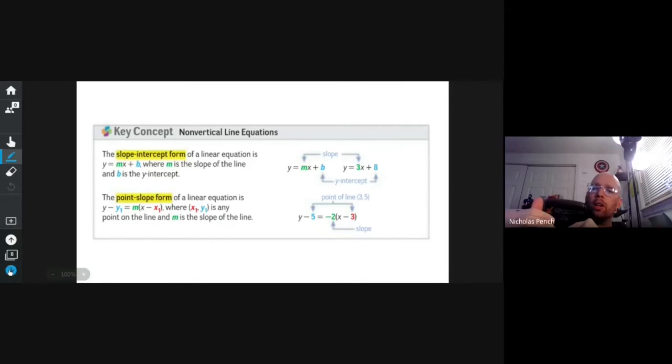You already know this. This is the foundation of everything you learn in algebra. The foundation: y equals mx plus b, where m is the slope and b is the y-intercept.